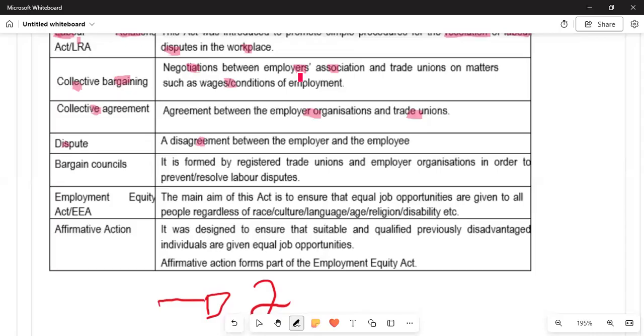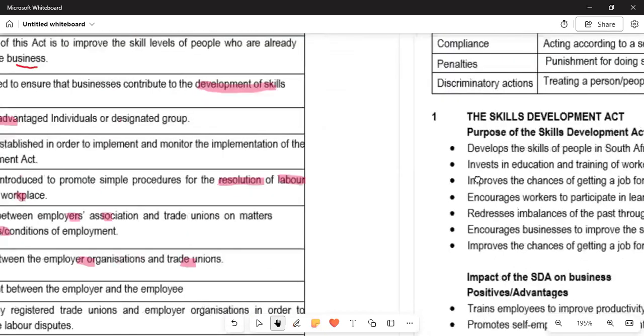Affirmative action was designed to ensure that suitable, qualified, previously disadvantaged individuals are given job opportunities. Affirmative action forms part of the Employment Equity Act. So that is affirmative action.